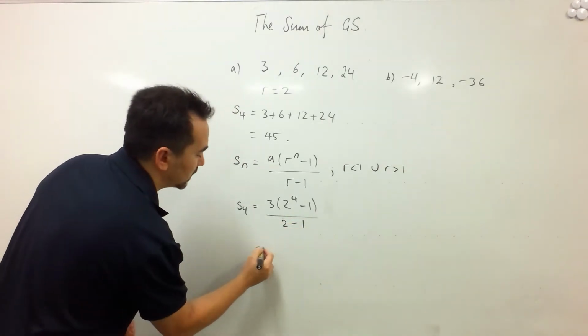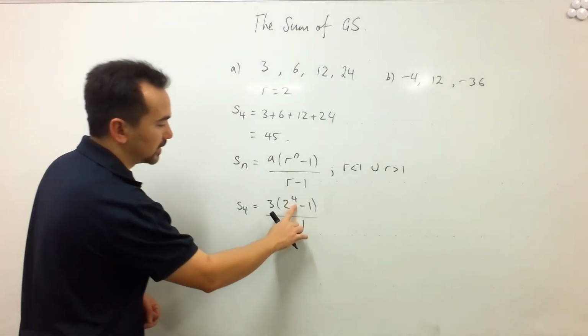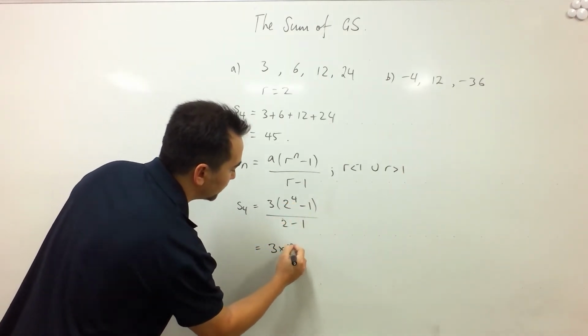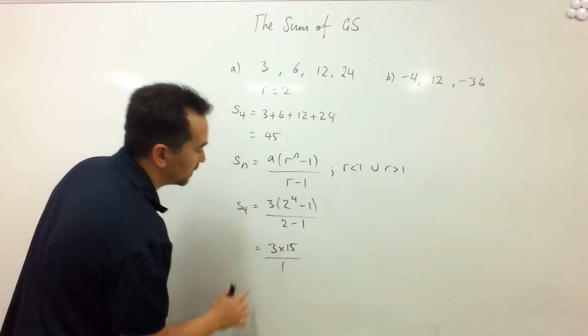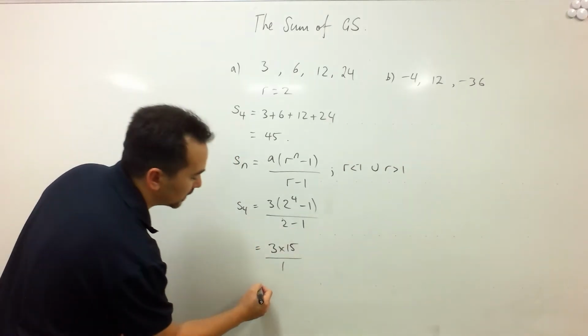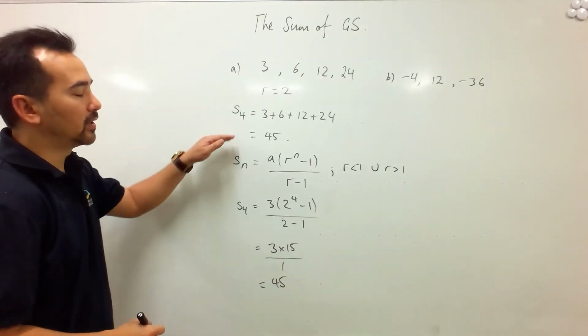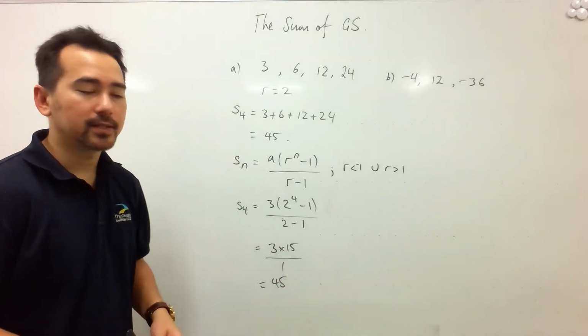Okay, and we simplify. So 2 to the power 4 is 16. 16 take 1 is 15. So we have 3 times 15 in the numerator, and 2 take 1 is 1. And so 3 times 15 is 45. And there you go, you have the same answer, 45, so it works.